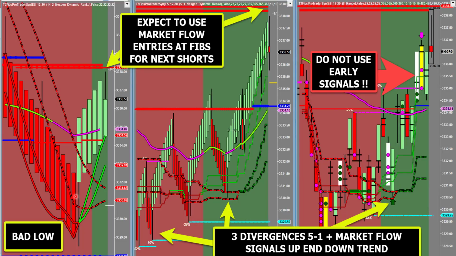Now, you're going to see this again: a bad low on the large chart, followed by divergence, followed by a green background, followed by market flow long signals. So we have a lot of warning that we're going to go back up to the top. And we're going to try to sell the edge again.